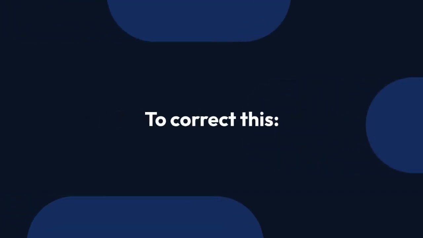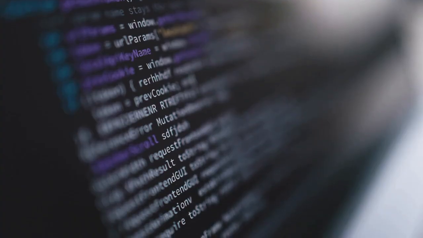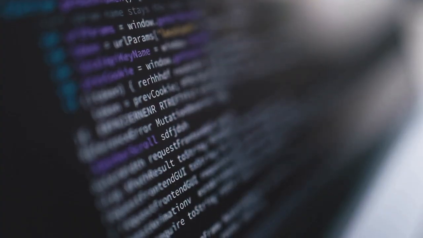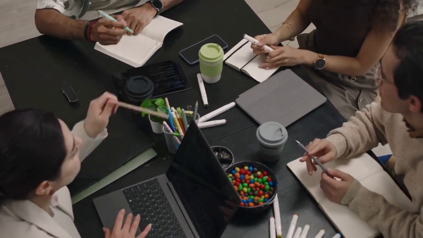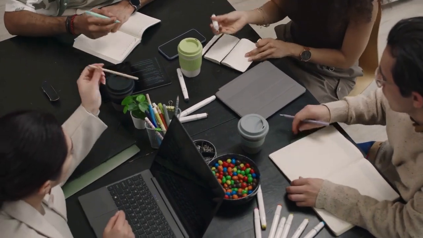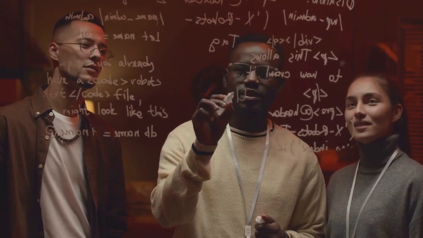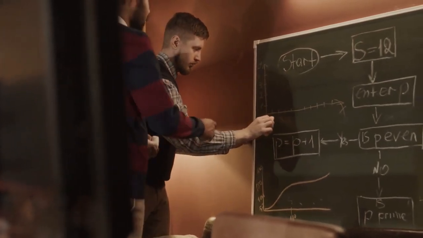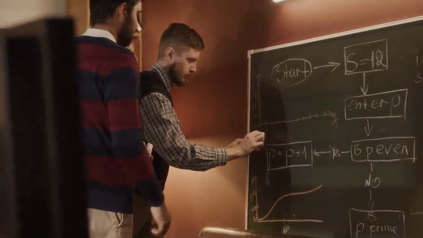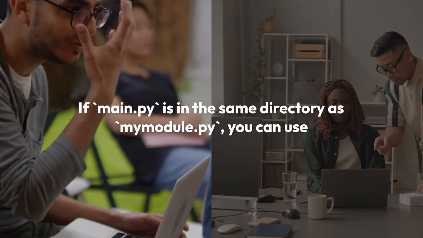To correct this, create a new directory, for example my package. Move `mymodule.py` into this directory. Create an empty file named `__init__.py` within the my package directory. This designates my package as a Python package. Move `main.py` into the my package directory, or keep it in a parent directory as needed. Now, you can import correctly.